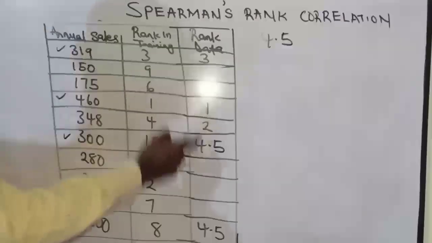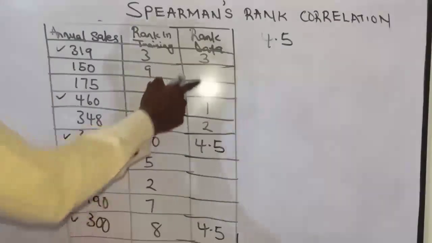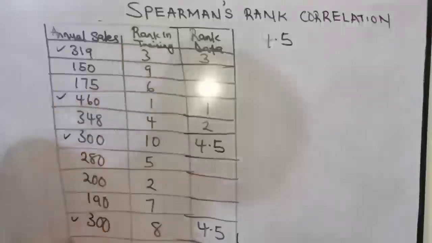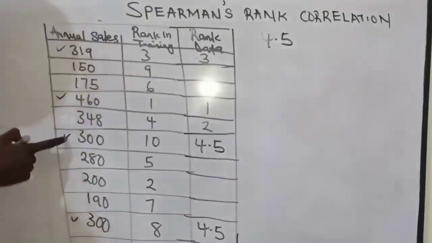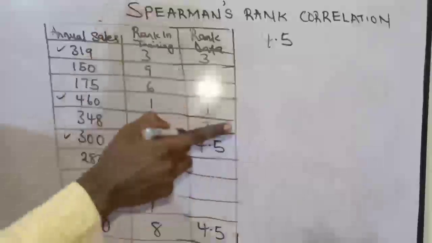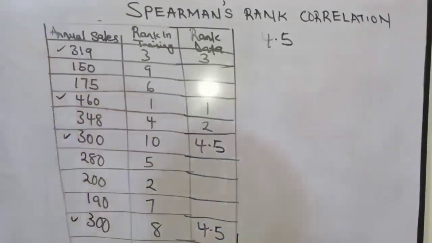Now after this, the highest number that follows is what? It's not going to be 4. After 3, you are not going to say 4, because we have two numbers that are the same, 300 and 300. So it will be 4.5, not 4.